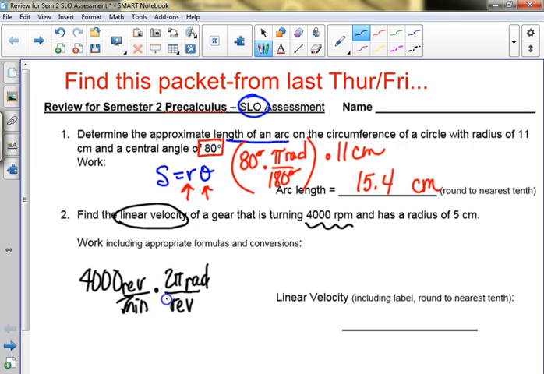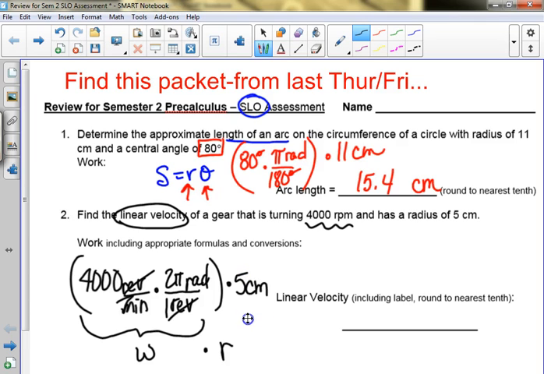So how do I change this first to get rid of revolutions and change it to radians? 2 pi radians is 1 revolution. So cross the revolutions out. Now I have radians per minute. So all of this together is an angular velocity. And then I'm supposed to multiply it by a radius, which would be 5 centimeters. Now what's going to go away? Radians, but I'm still going to have centimeters per minute. Is that okay? It didn't say what we had to have. So centimeters per minute is fine, but it doesn't want the nearest tenth.